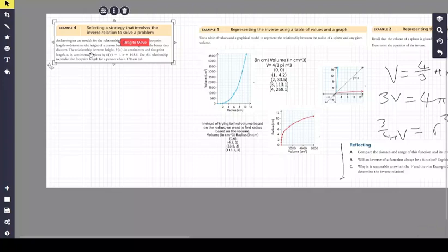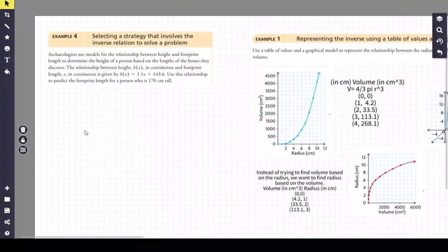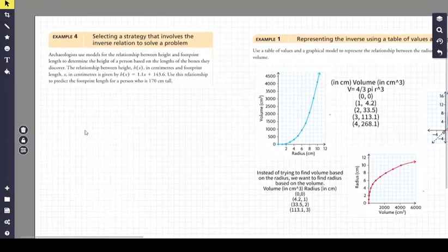Okay, so let's look at this question. Selecting a strategy that involves an inverse relationship to solve a certain problem. Wow, so this is big. We can use inverse relationships. Archaeologists use models for the relationship between height and footprint length to determine the height of a person based on the length of the bones they discover.